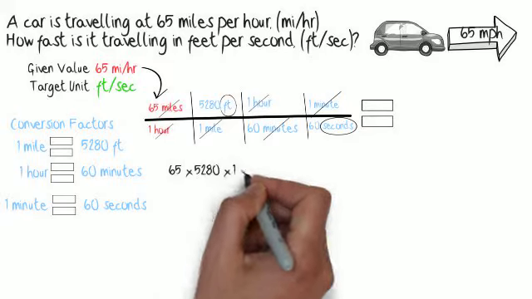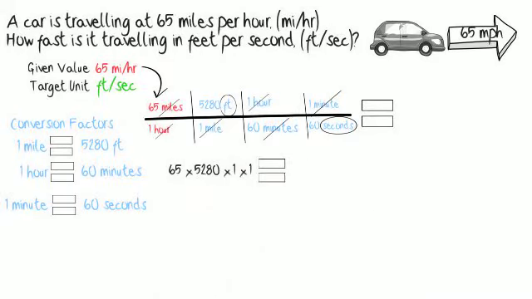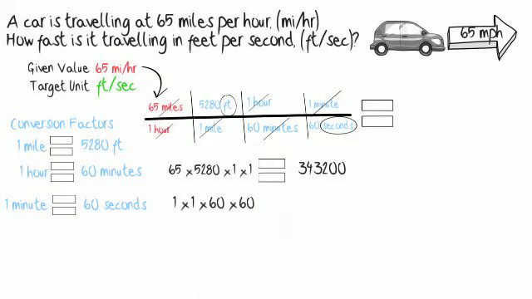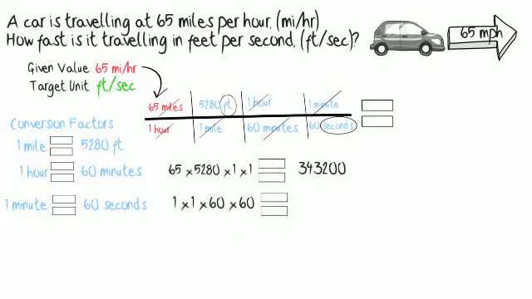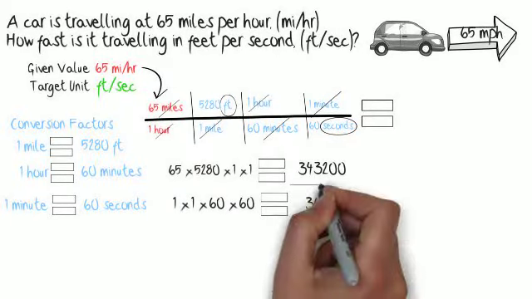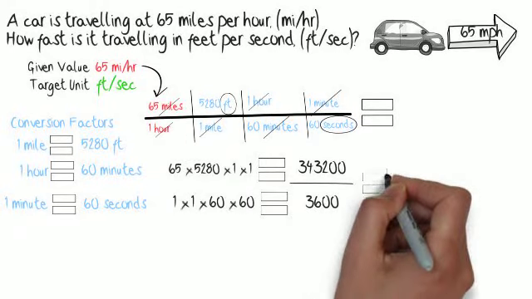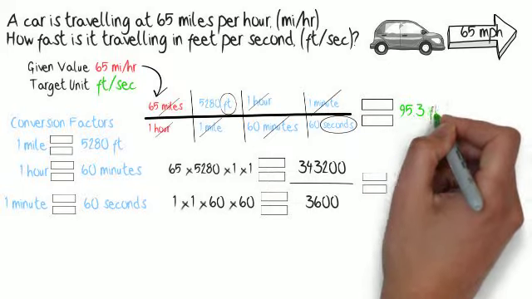So we go ahead and solve it. You get 65 times 5,280 times 1 times 1, and that's 343,200. And 1 times 1 times 60 times 60 is 3,600. So now we have a fraction, with our numerator value and our denominator value, and now we just divide this, and we get 95.3. So the answer is 95.3 feet per second.